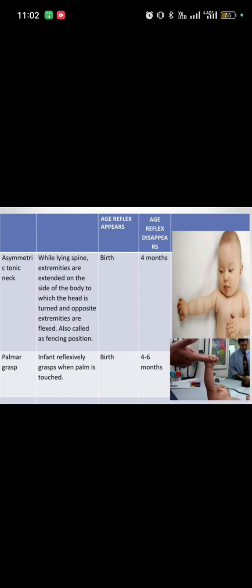Next, the palmar grasp. If you touch the palm of the baby, the baby starts grasping that finger. That is called the palmar grasp. It appears during birth and disappears at 4 to 6 months. For example, if you touch the palm of the baby with a pen or some object, or with your finger, the baby starts to grasp it. That is the palmar grasp.